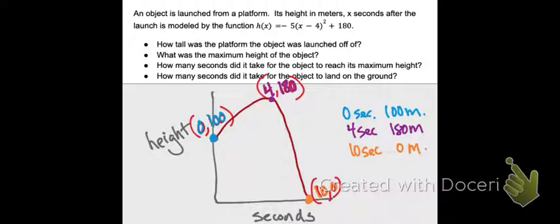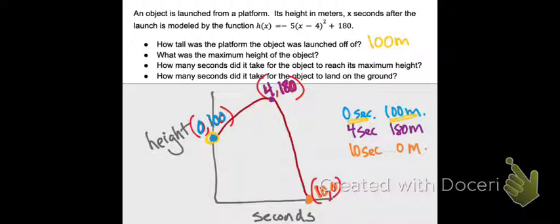So now that we have a better sense of what this function is showing us, we can look at the questions. The first one, how tall was the platform that the object was launched off of? So think about this object being launched at 0 seconds before you launch it. How high were you up off the ground? Right here, this is telling us at 0 seconds we were 100 meters off the ground. So that platform must be 100 meters tall.